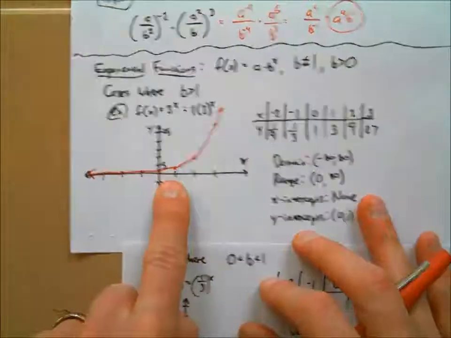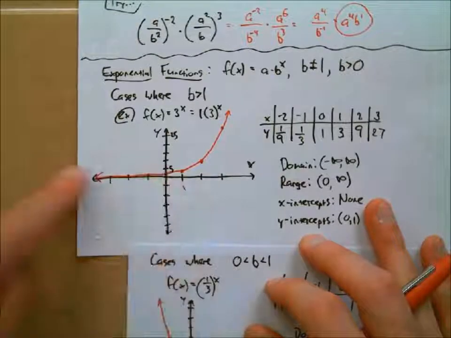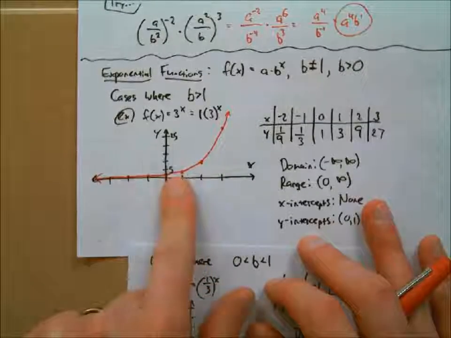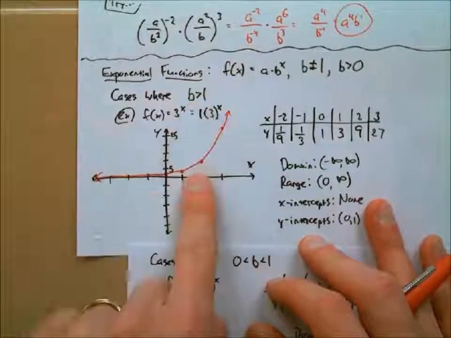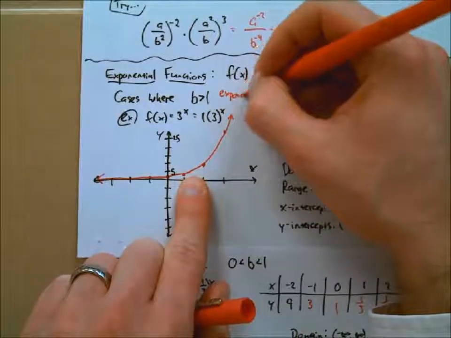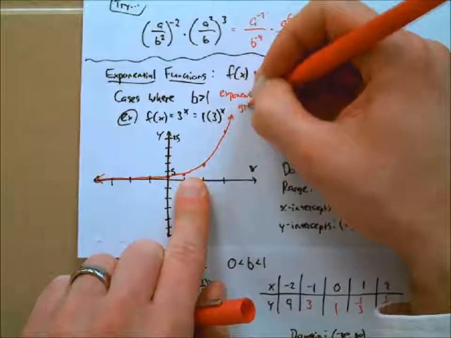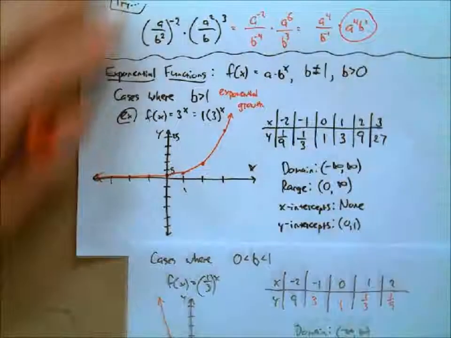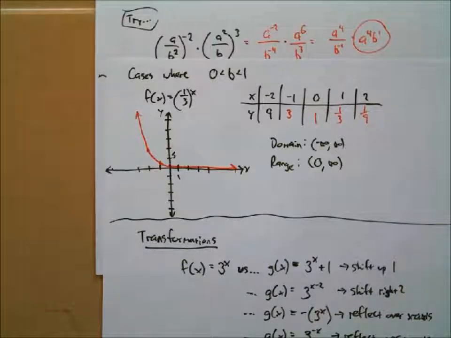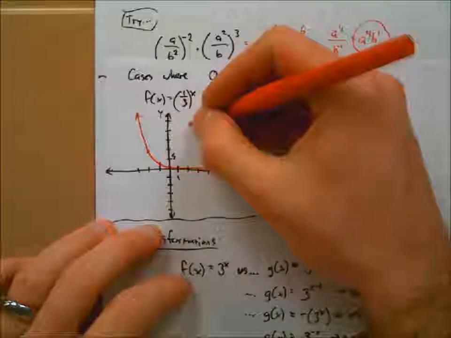Okay. By the way, real quick, I forgot to mention this on the exponential stuff. Because of the way this curve is, we know it's increasing everywhere, so this is called exponential growth. When b is greater than 1, that's exponential growth. Forgot to write that, so I'm going to put that here. And then here, because our b is between 0 and 1, we would call this exponential decay.